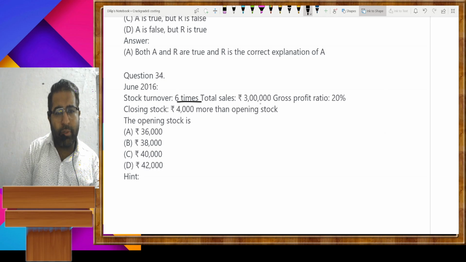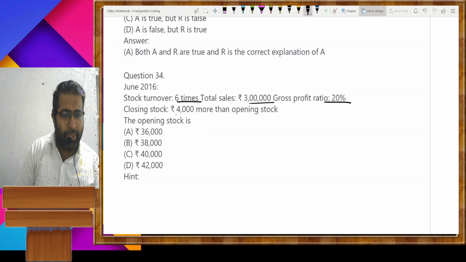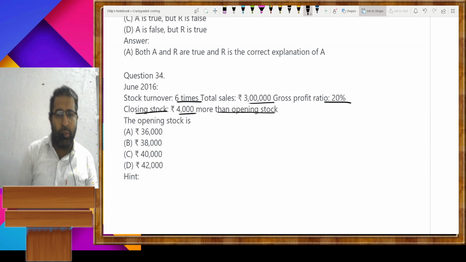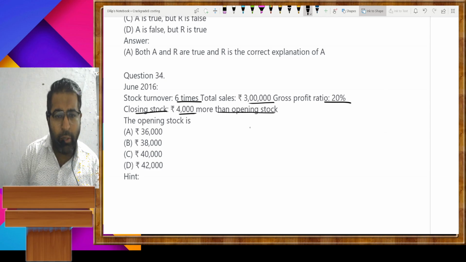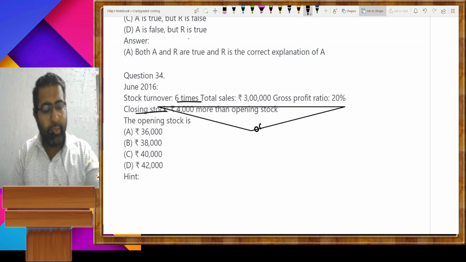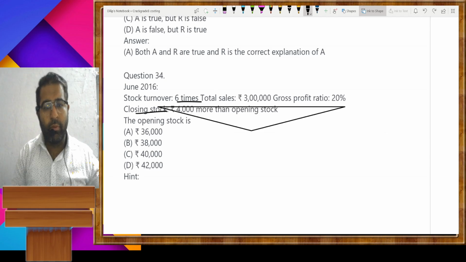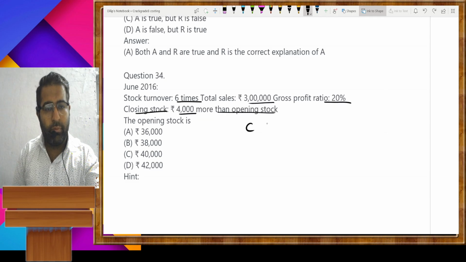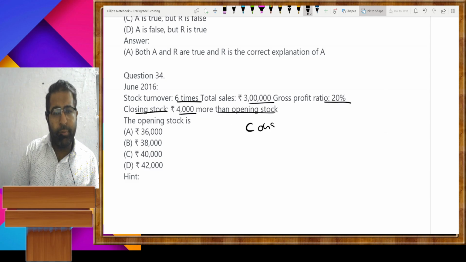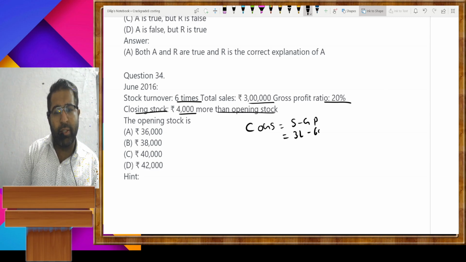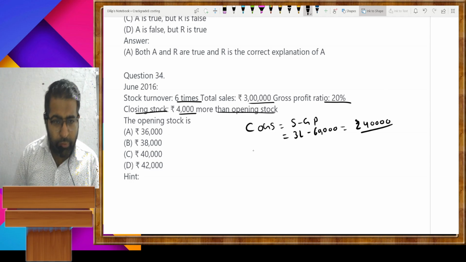Stock turnover ratio 6 times, total sales 6 lakh, gross profit 20%, closing stock 4,000 more than the opening. We have completed this question, just again we are completing it. Cost of goods sold, just a second. Cost of goods sold is sales minus GP. Sales 3 lakh, GP 20%, that is 60,000. So it is 2,40,000. Cost of goods sold 2,40,000.